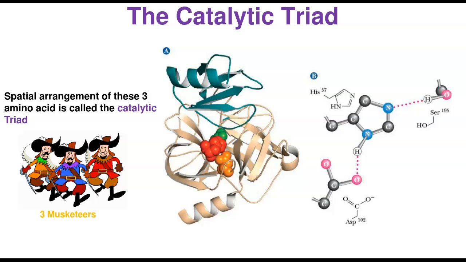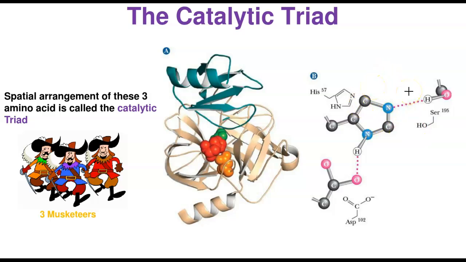Now, this arrangement of three amino acids is given a wonderful name. We call it the catalytic triad. Now, look at the catalytic triad. This is the other part of the enzyme. Look at the histidine in number 57. This is it. This is serine in 195, and this is aspartate in 102. If you look at histidine and serine, they are very close to each other, because they are the ones that actually get involved in this catalysis.